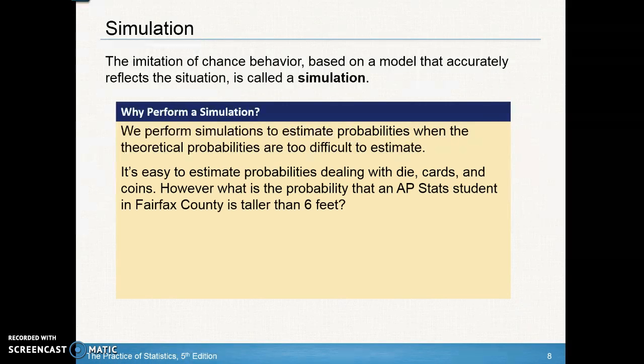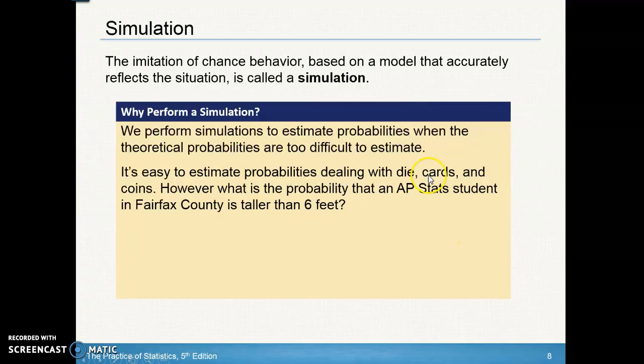All right, so that's basically like just saying that if I'm walking down the street, what's the probability of meeting someone with red hair? You actually cannot go down every single solitary street and find the probability of getting someone with red hair. So we'd use a simulation in order to estimate the probability of people with red hair. It's easy to estimate probabilities with cards, die, and coins. It gets more difficult when you're using sort of real life situations.